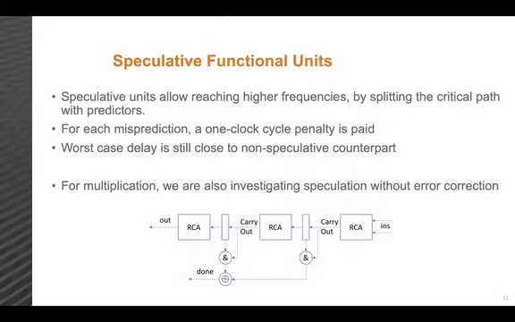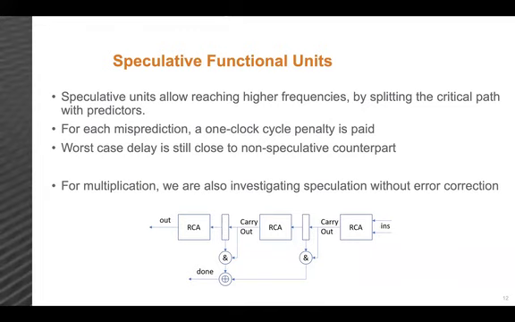Another thing that we are investigating, which can be very profitable for machine learning, is the usage of speculative functional units. The main idea of these particular units is that they allow us to reach higher frequency by splitting the critical path with the predictors. Every time a misprediction occurs, you pay a 1 clock cycle penalty. However, the worst case delay is still close to the non-speculative counterpart.